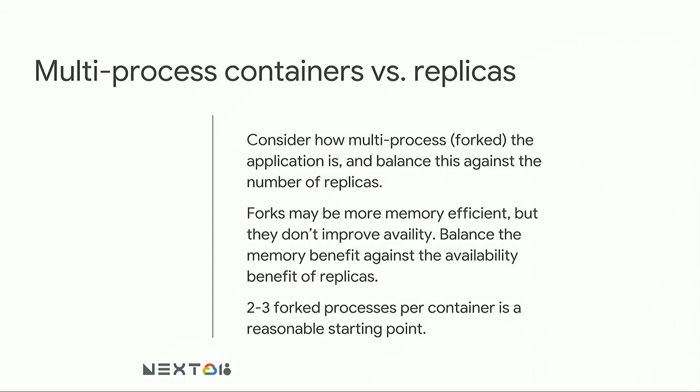So what's the right balance, though? I tend to think about 2 or 3 forked processes per container is about the right amount, because you do get some memory savings by just forking the process and making it internally a little bit concurrent. But the advantage of having so many replicas is that if one of them were to crash, then you haven't removed all the capacity. Whereas if you had only 2 replicas and a huge amount of concurrency inside them, one of them going away would be quite problematic.